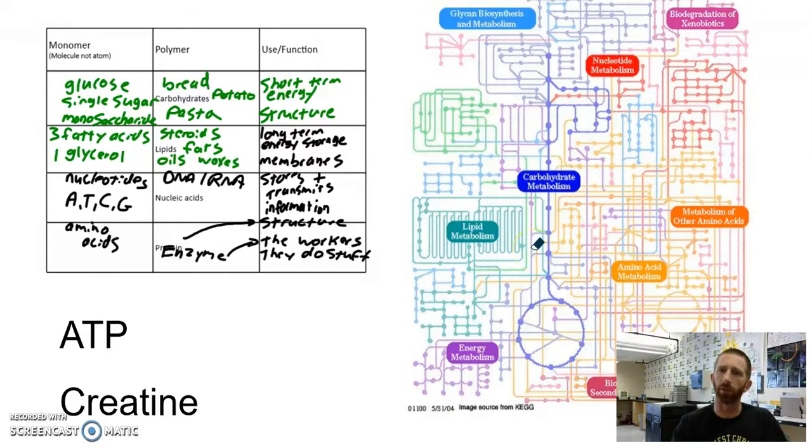Right now, let's go back and focus on this chart right here. This is a chart I use with AP Biology. Each of these little dots represents a molecule, and each of these lines represents an enzyme-catalyzed reaction.